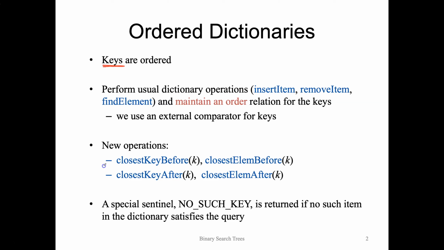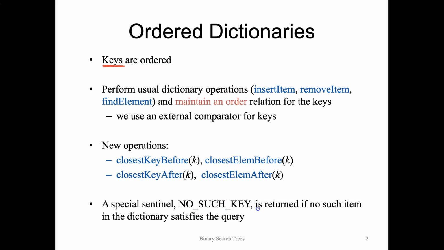So for example, we want to not find an element based on its exact key. Maybe we want to find an element whose key comes immediately before another one or after another one. Or we want to find all of the keys within a particular range. And just like we did before, if we're looking for an item and it's not in our dictionary, then we return a special indicator to say it's not there.